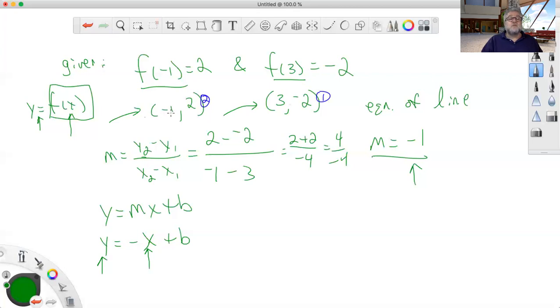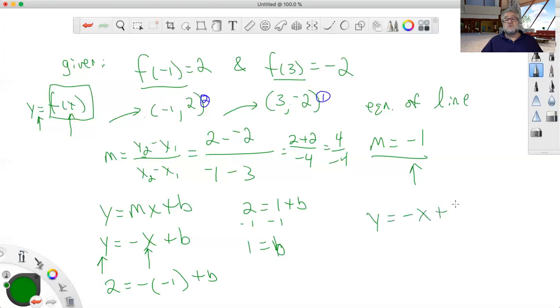Because what happens to the -1 when I stick it into x? It's going to become positive. The more negative signs you can get rid of, the better. So I'll do y. So 2 equals minus a -1 plus b. So that it'll be 2 equals 1 plus b. So subtract 1 from both sides. B equals 1. So now I can write the equation. Y equals minus x plus 1.